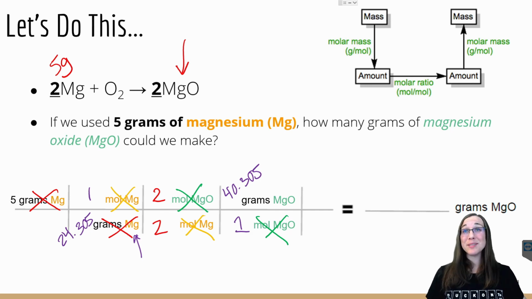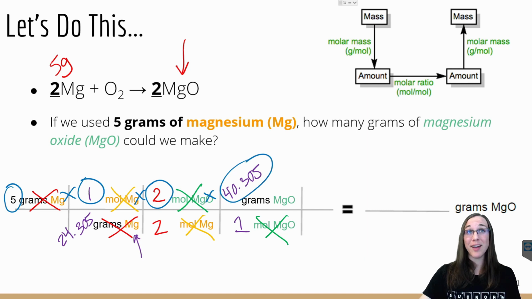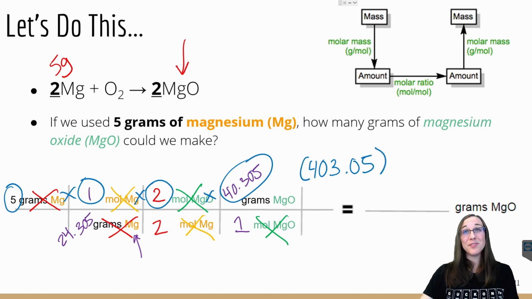Now all we have to do is plug and chug into our calculator. The whole top has a bunch of numbers you're going to multiply together, and the bottom has a few numbers you need to multiply together. And then you're going to take the top and divide it by the bottom. So we have 5 grams times 1 times 2 times 40.305. Let's figure out what that is first. When I hit enter on multiplying all those values together, I get 403.05 for my top.